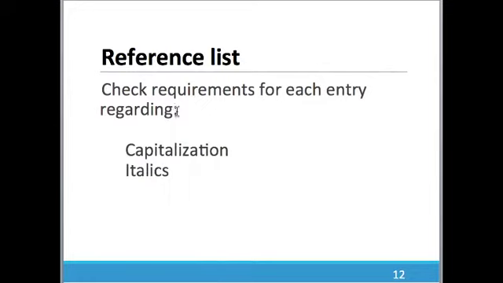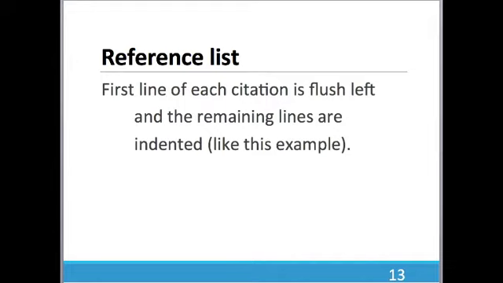So on your reference list, check requirements for each type of entry regarding capitalization and italics. For example, we know that a book title is lowercase except for the first word of that book title and any proper names. We also know that that book title is in italics. So again, depending on the type of reference, the journal article, the dissertation, or the book, there's all different formatting kinds of requirements that you'll need to consult your APA guidelines for.